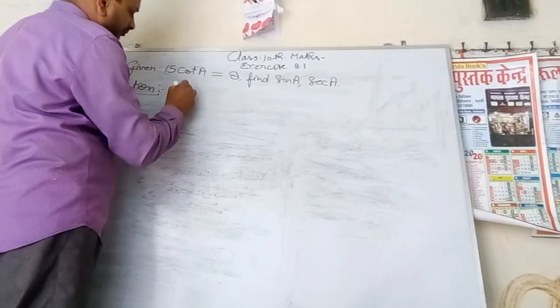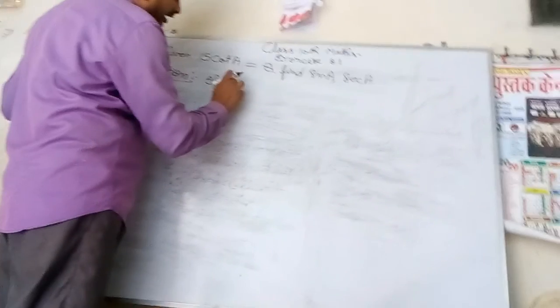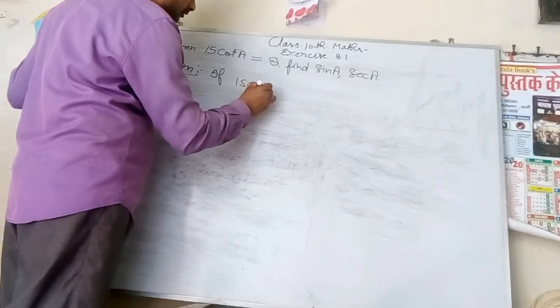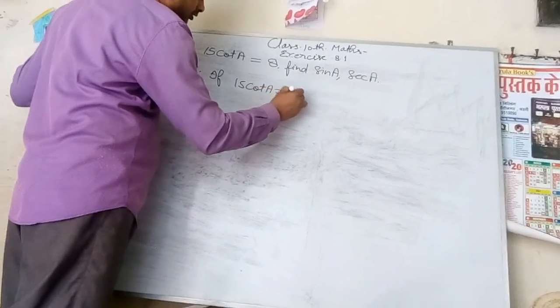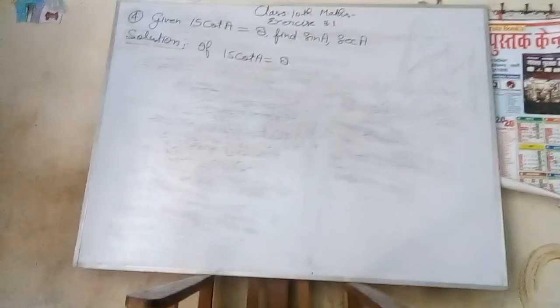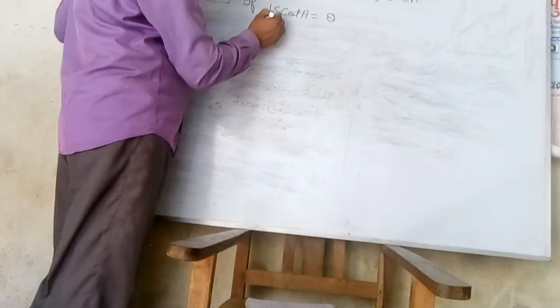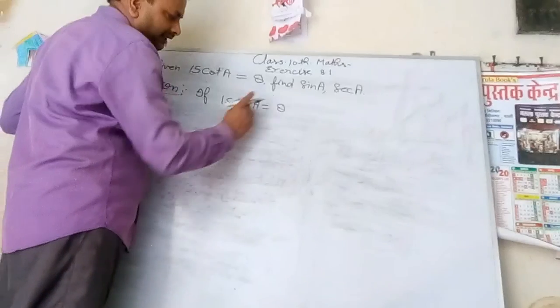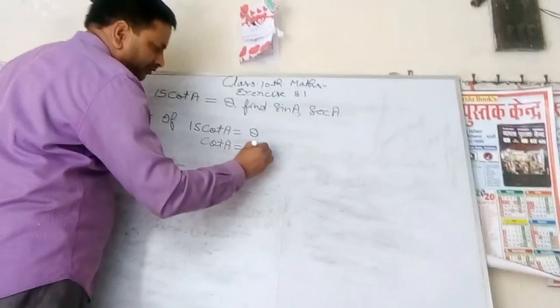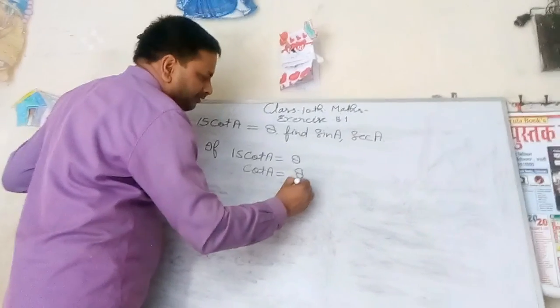If 15 cot A equal to 8, so transpose this value 15 towards the right side and you will find cot of angle A equal to 8 by 15.